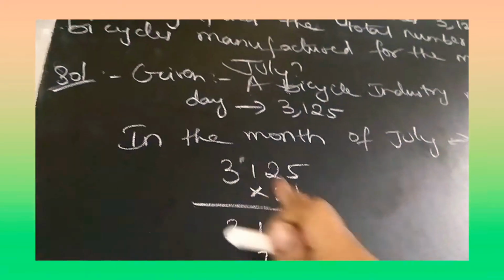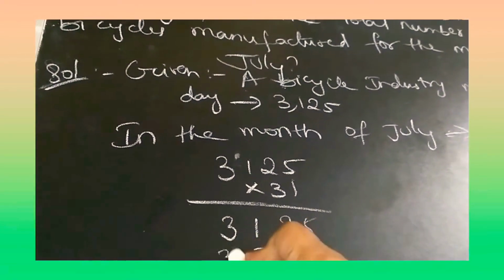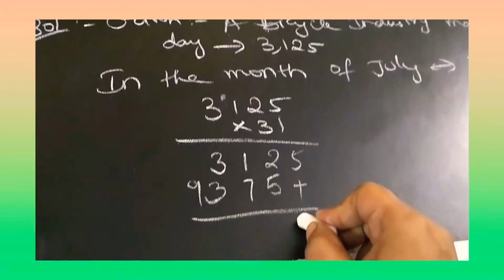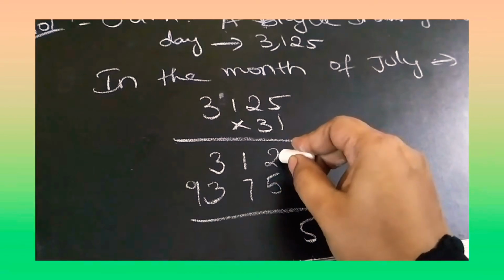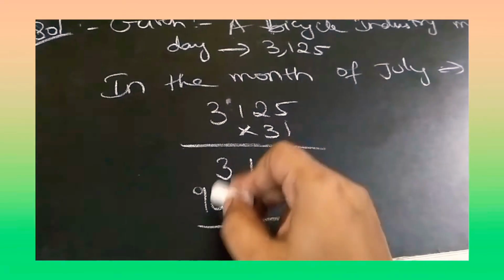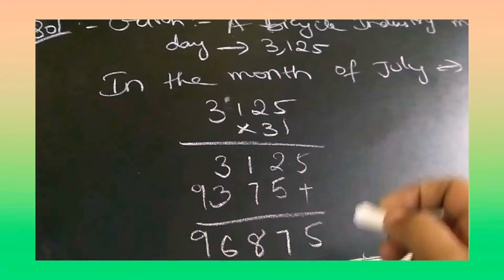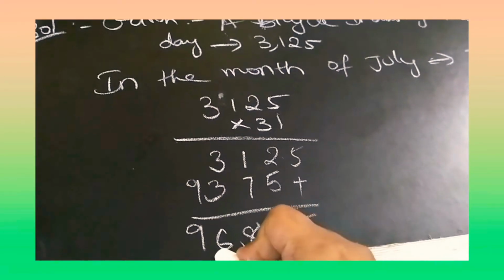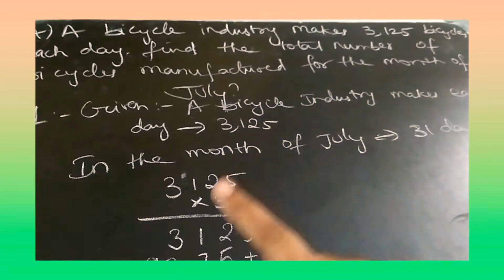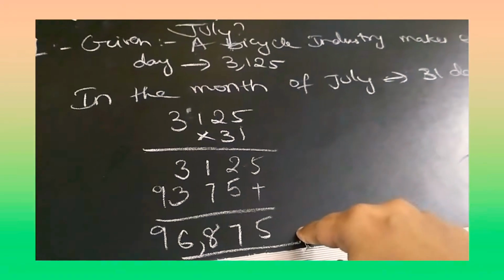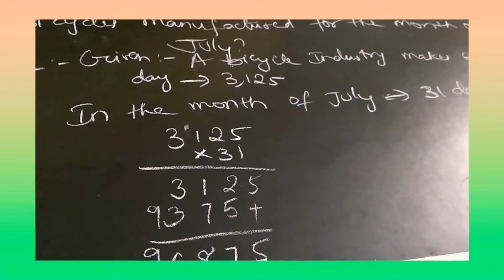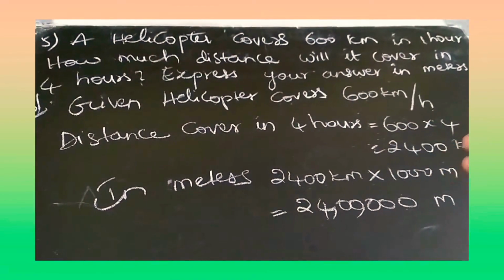3 2s are 6, 7. 3 1s are 3, 3 3s are 9. Then 5, 5, 6, 7. Okay. 7 plus 1 is 8, 3 plus 3 is 6, 9. It is 96,875. So the number of bicycles manufactured for the month of July is 96,875. Okay. Fifth one: a helicopter covers 600 kilometers in 1 hour.